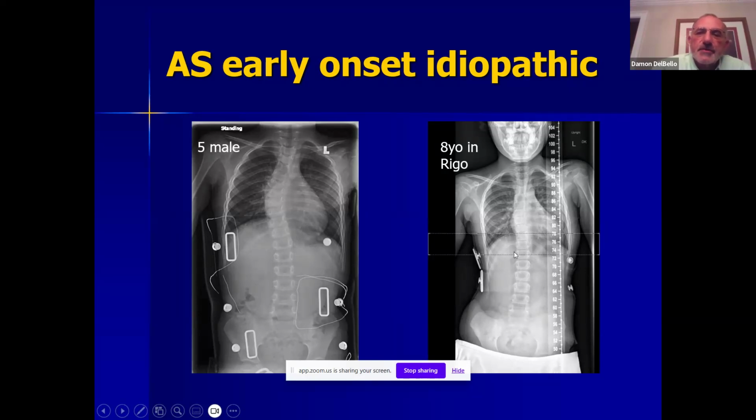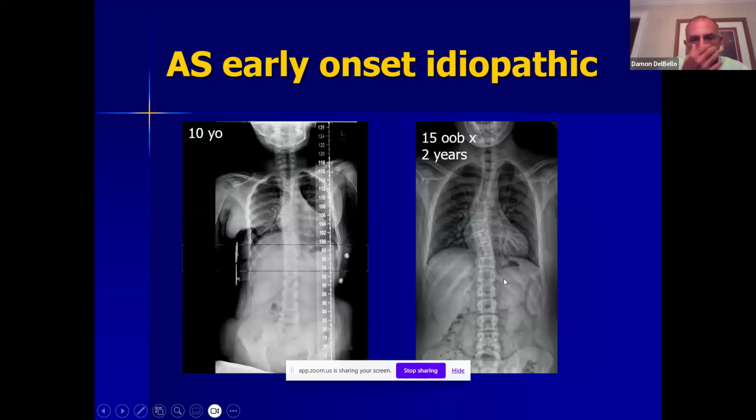Now here's the same patient a few years later in a Rego, and look at the difference in correction. Tremendous. And that's why this brace tends to have better results. We brace this child through his childhood into adolescence, and here I recently took the child out of brace, and this is what he's left with now at skeletal maturity.